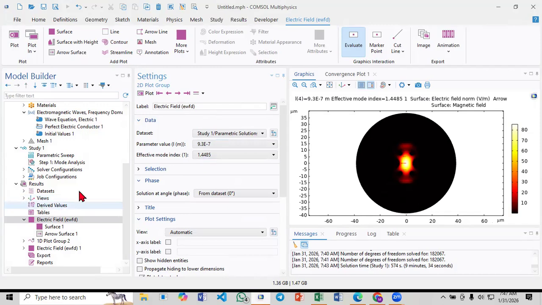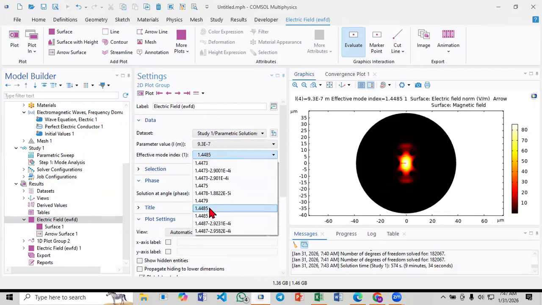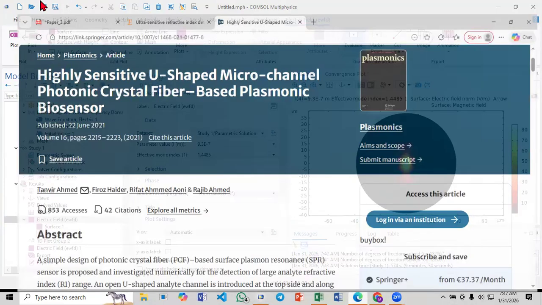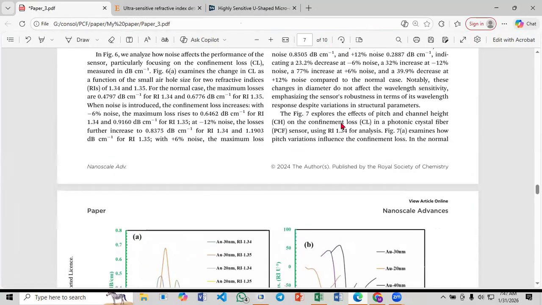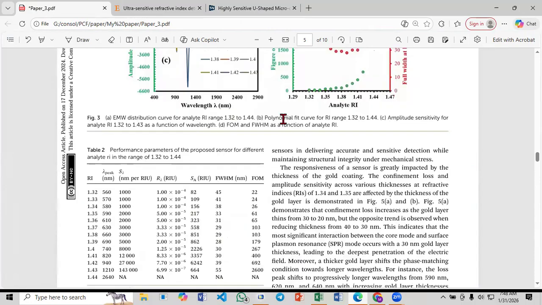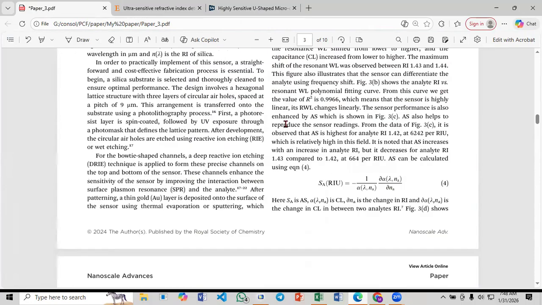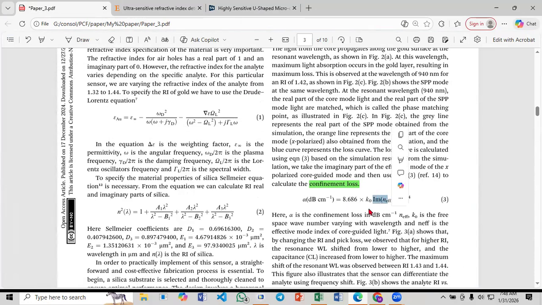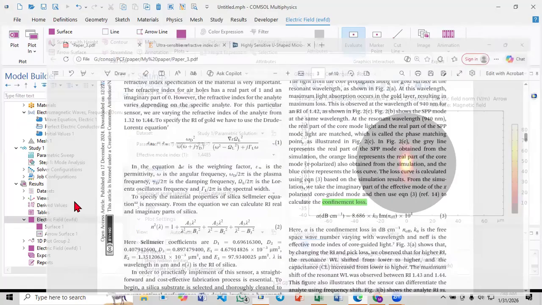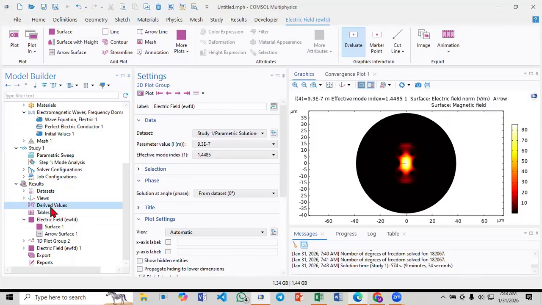So how can we take this data from here? Here you can see that there is no imaginary part, so someone may think that there is no imaginary part. So how can we take the imaginary part of the refractive index? Let me introduce you. How can you take the imaginary part of the effective mode? Here I can show you how you can take it.